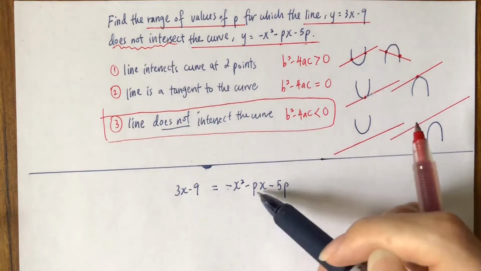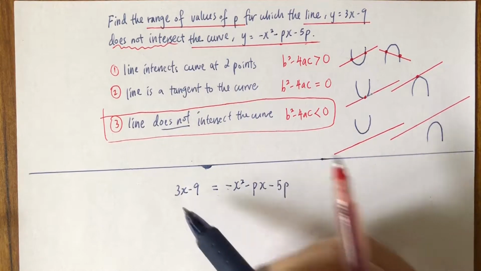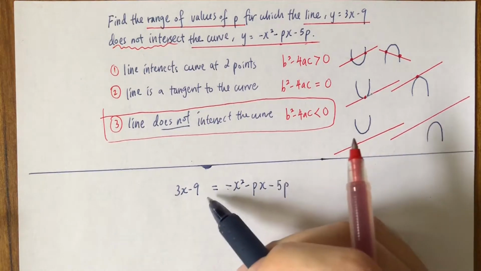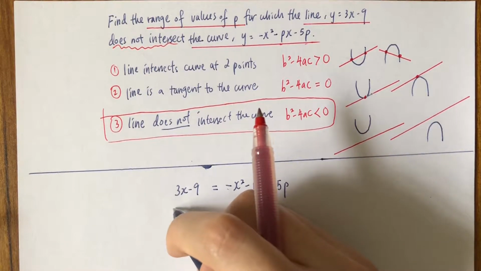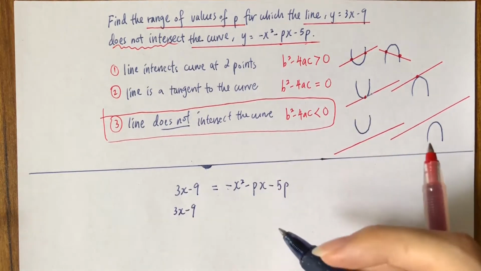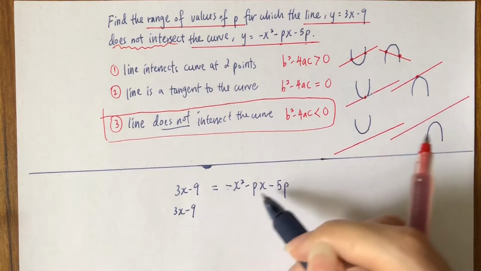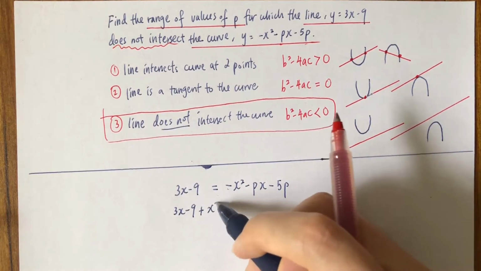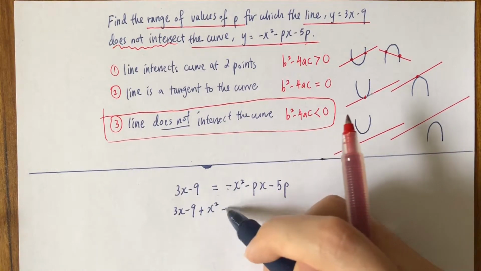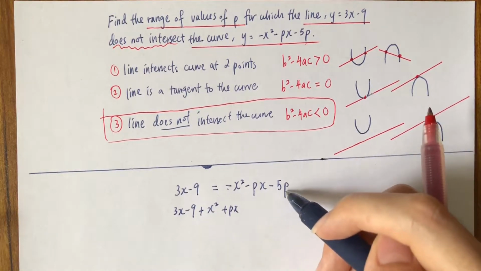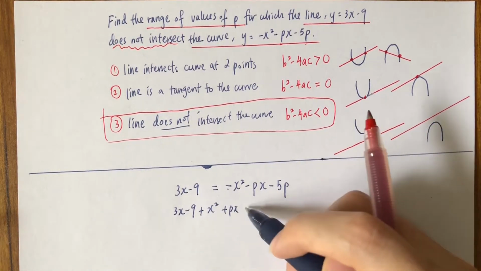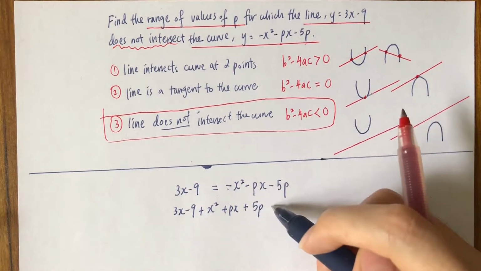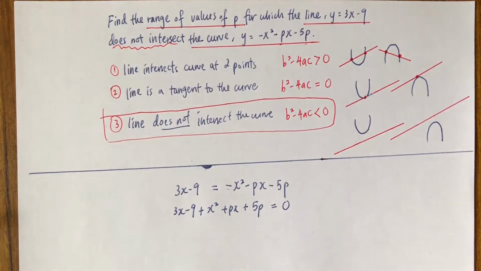After that, bring the terms over to one side. So let's say I choose to bring the terms on the right to the left. Then the second step will be 3x minus 9. Since I'm bringing these over, the signs will change. So from negative, when I bring over, it becomes plus x squared, plus px, and when I bring the negative 5p over, it will be a plus 5p. There will be nothing on the right hand side, so it equals 0.